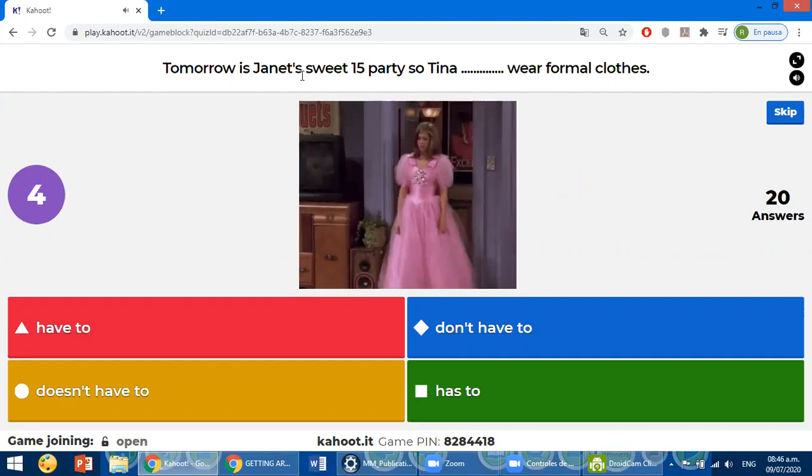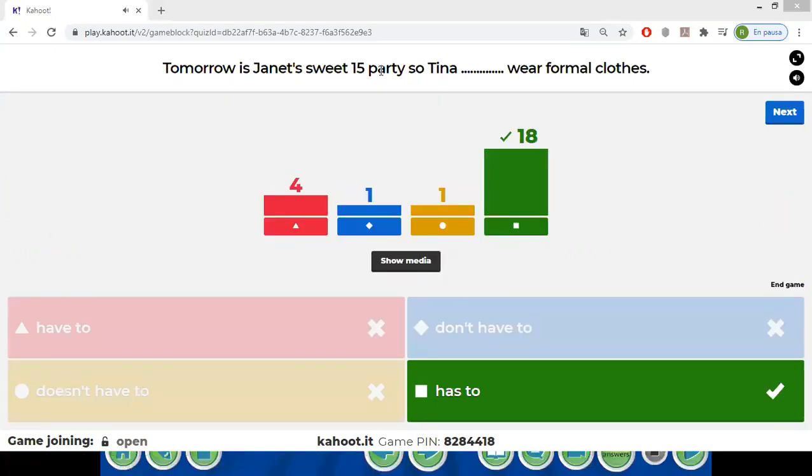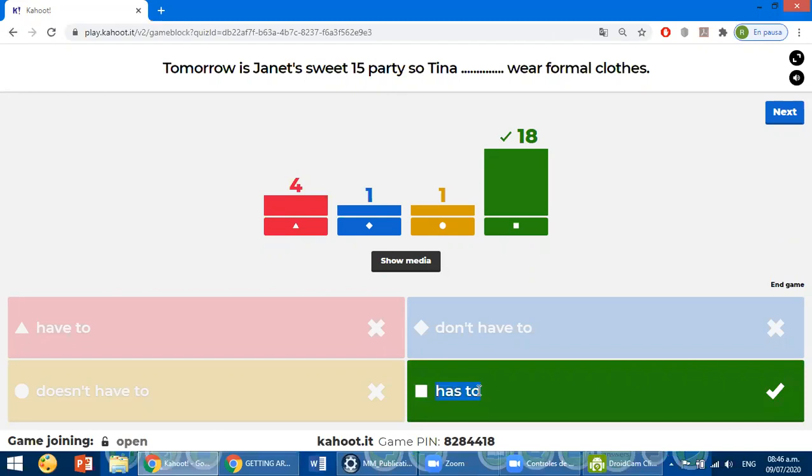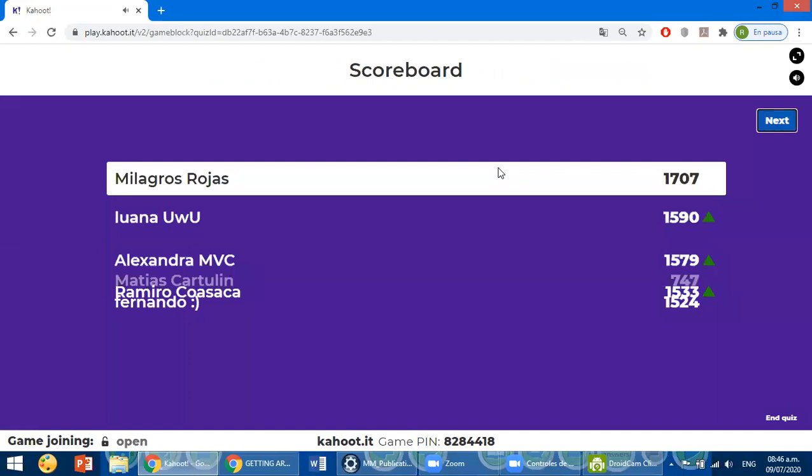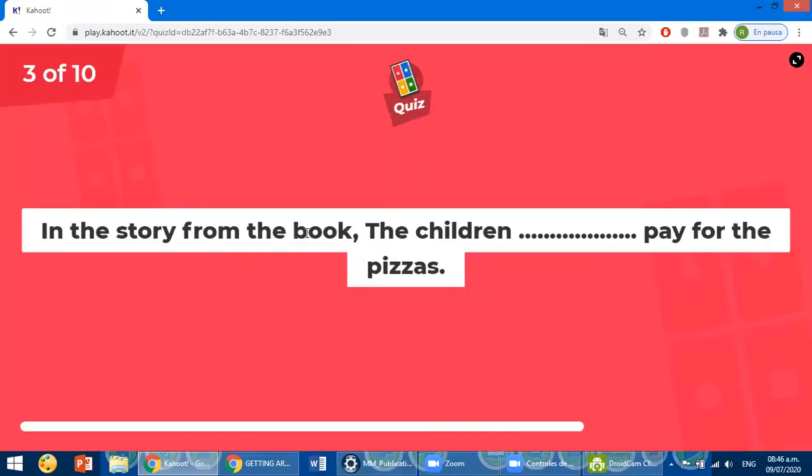Excellent. Tomorrow is Jeanette's sweet 15 party, so Tina has to wear formal clothes. Remember, has to for he, she, it. Okay? Yeah, this is from the story from the book. Remember, the story, the last class.